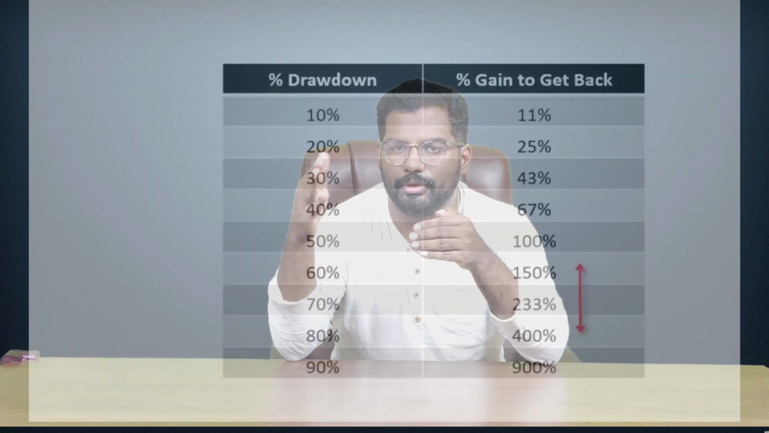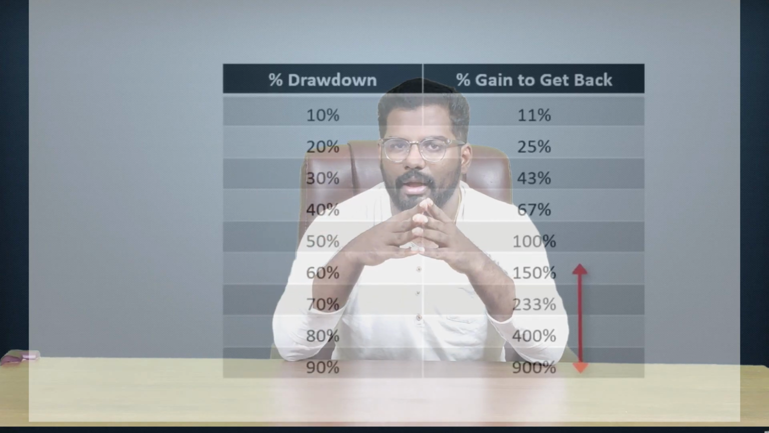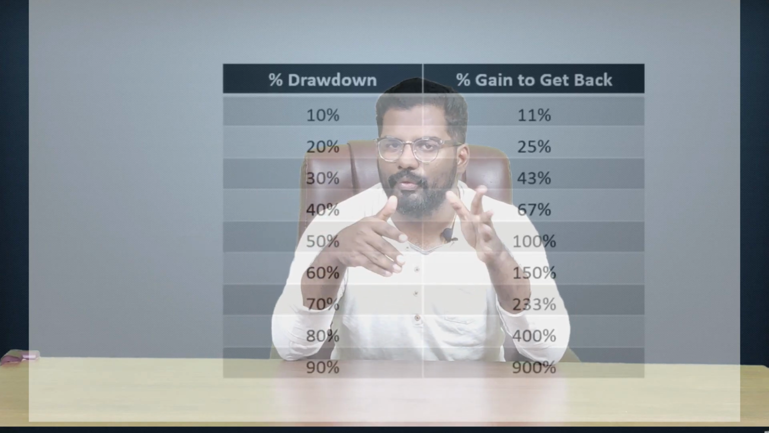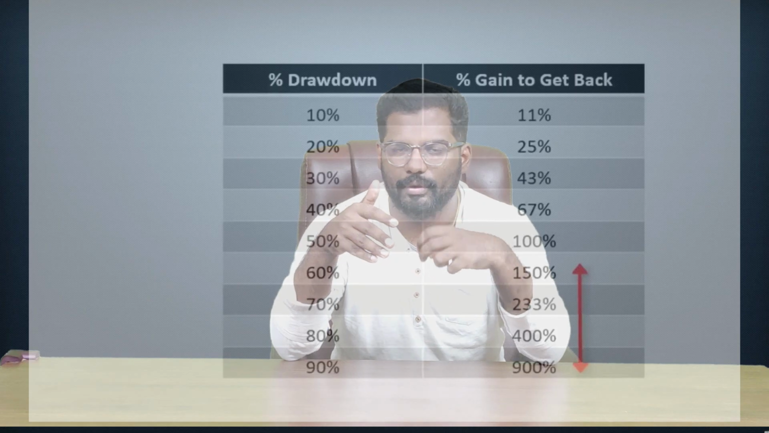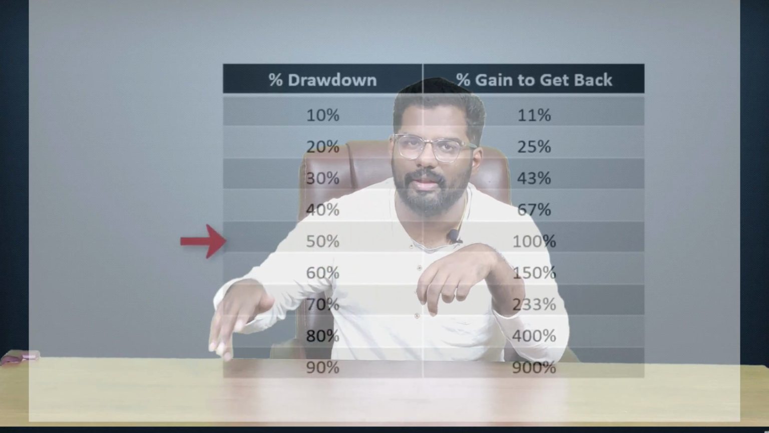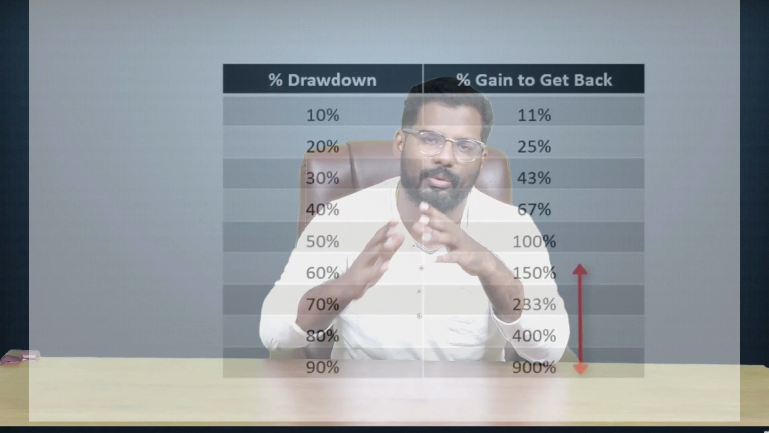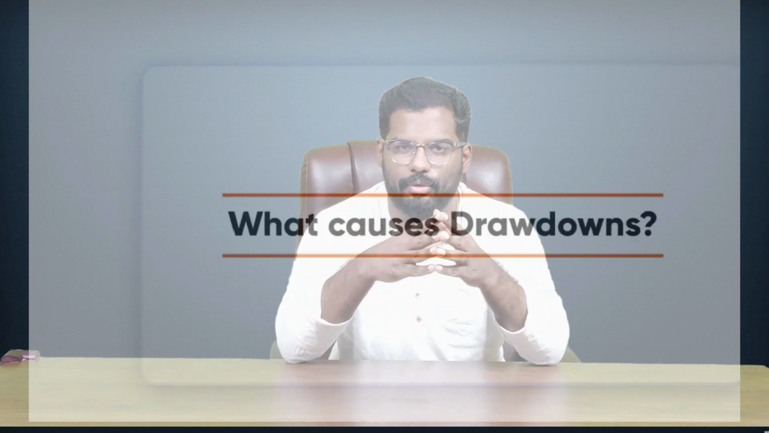At a 50% drawdown level, if you need to go back to your original position, you need to make 100% return. Say if you lose 90% of your capital, with the remaining 10% of your capital, you need to make 900% return to bounce back to your original position, which is practically impossible. So drawdown is not bad, it's a good thing. It happens to all traders, but what is bad is uncontrollable drawdown. So in our next segment, let us understand what causes these drawdowns.